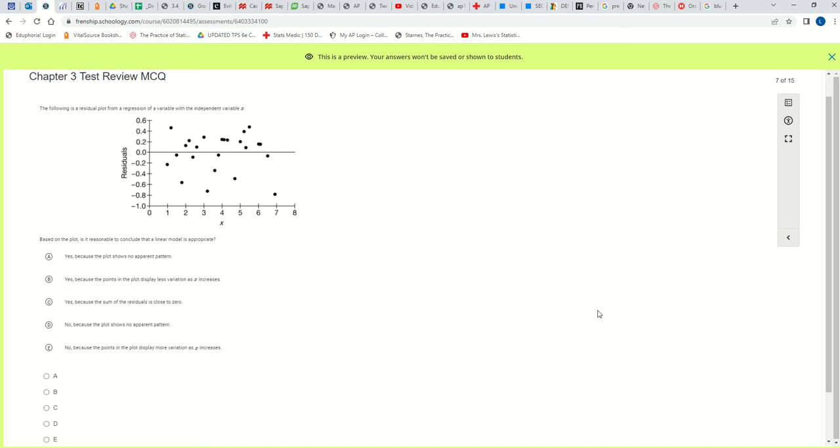Do we like this residual plot? Is this a good residual plot? Yeah, I don't see any pattern there. There's no fanning, there's no curvature. So based on this, is it reasonable to conclude that a linear model is appropriate? We know that it's yes, so let's look at the difference. Yes, because the plot shows no apparent pattern. Yes, because the points display less variation as x increases. Or yes, because the sum of the residuals is close to 0. Don't overthink it, it's just A, yeah.